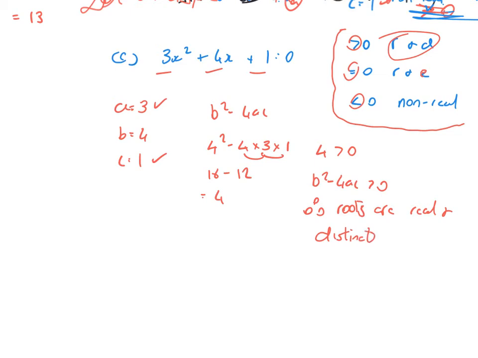Okay, so that's called, when you make that decision as to whether they're real and distinct or real and equal or non-real, that's you finding the nature of the roots. Okay, example D, 5x squared minus 2x plus 3 equals 0.